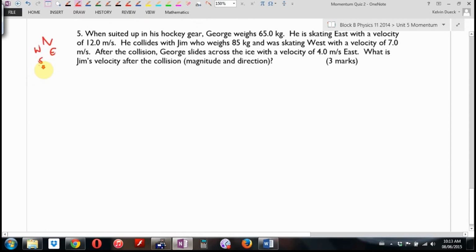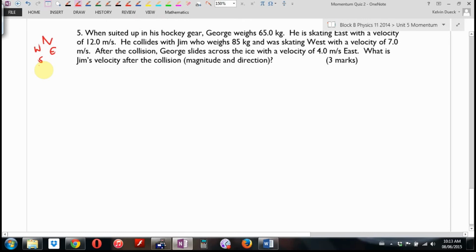So, when suited up in his hockey gear, George weighs 65 kilograms. He's skating, you know what? I see this word here, collision. This is a job for conservation of momentum. The sum of all the momentum beforehand equals the sum of all the momentum afterwards. Before the collision, what's moving? George, Jim, or both? Both. Stuck together or separate?